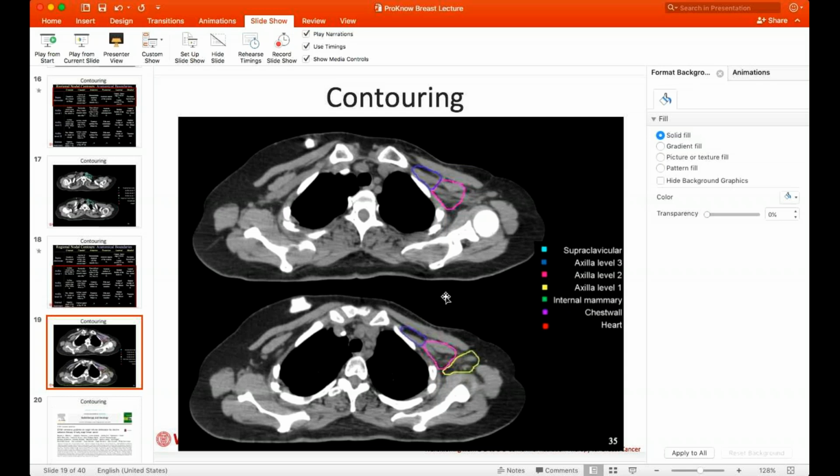And you can see that there's overlap. You don't just have one lymph node level at any given time. There's overlap, and you can have all three depending on a patient's anatomy. So any questions about that?